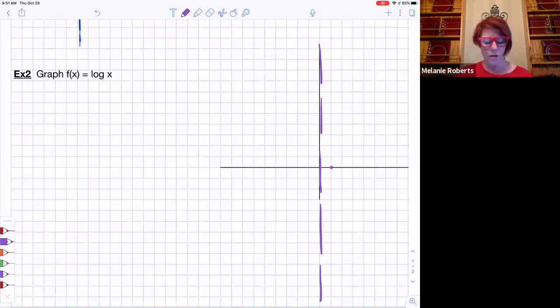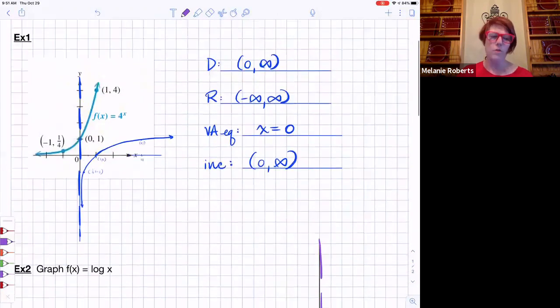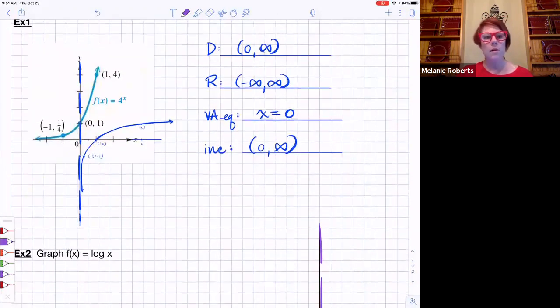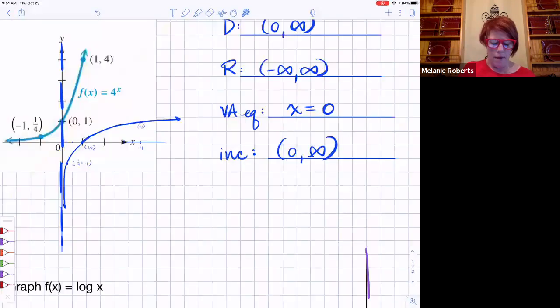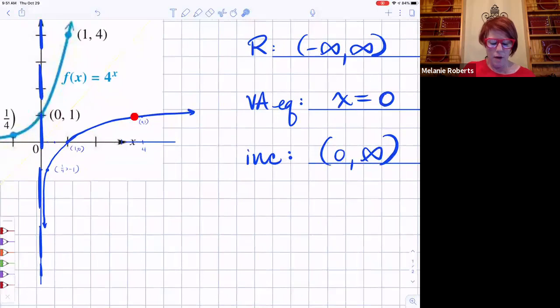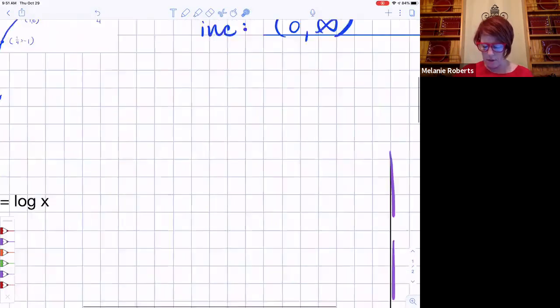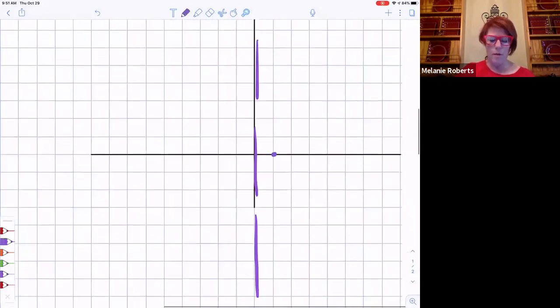And remember also how, let me go back to this. Remember how also back in the exponential parent, we always had that special coordinate 1, and then whatever the base was. Well, now on logarithms, my special coordinate is going to be whatever the base is, comma, 1. So in this particular case, we're going to have the special coordinate 10, 1, because my base is 10.